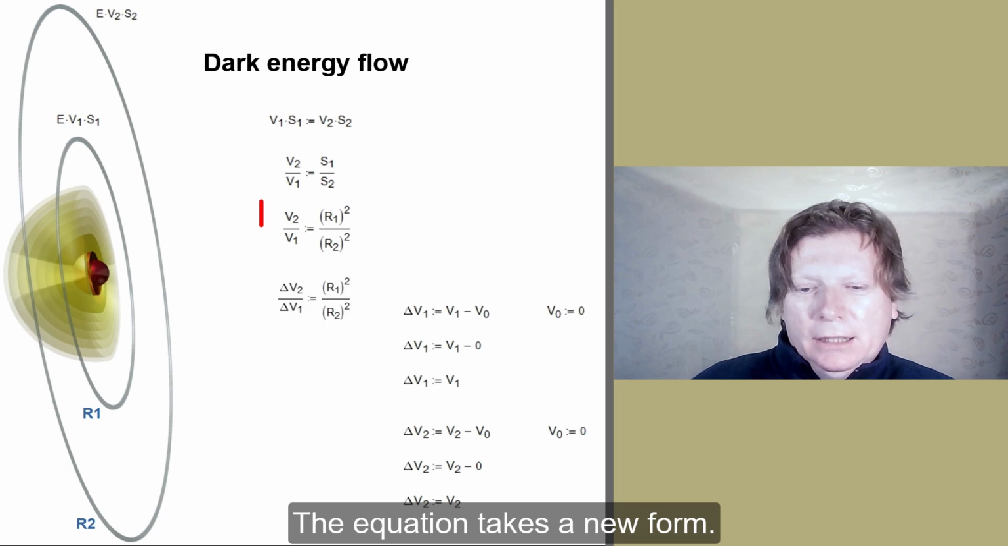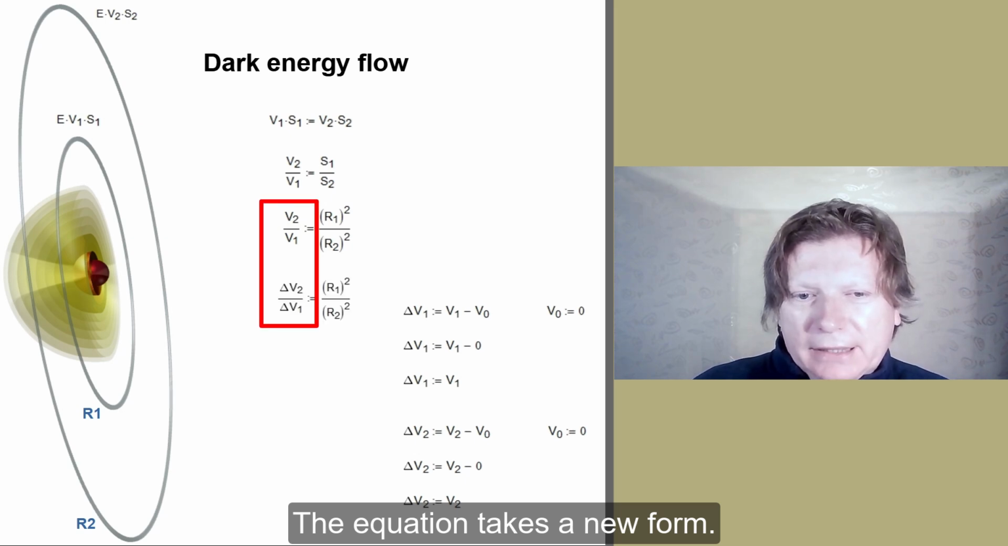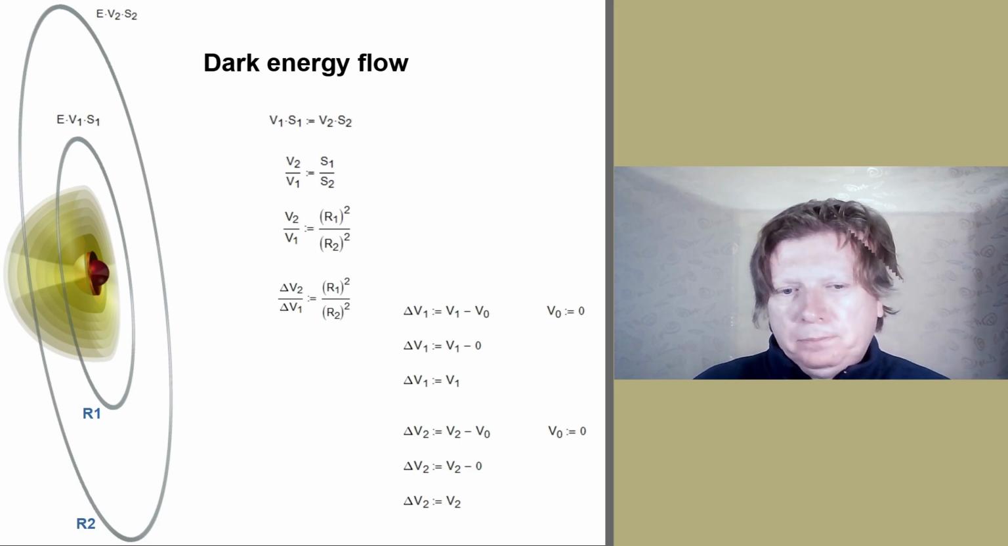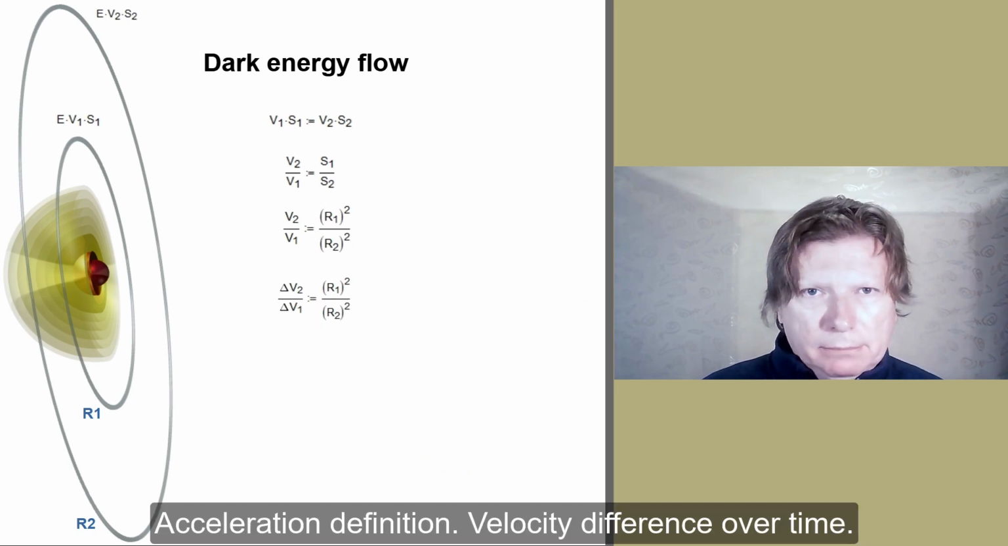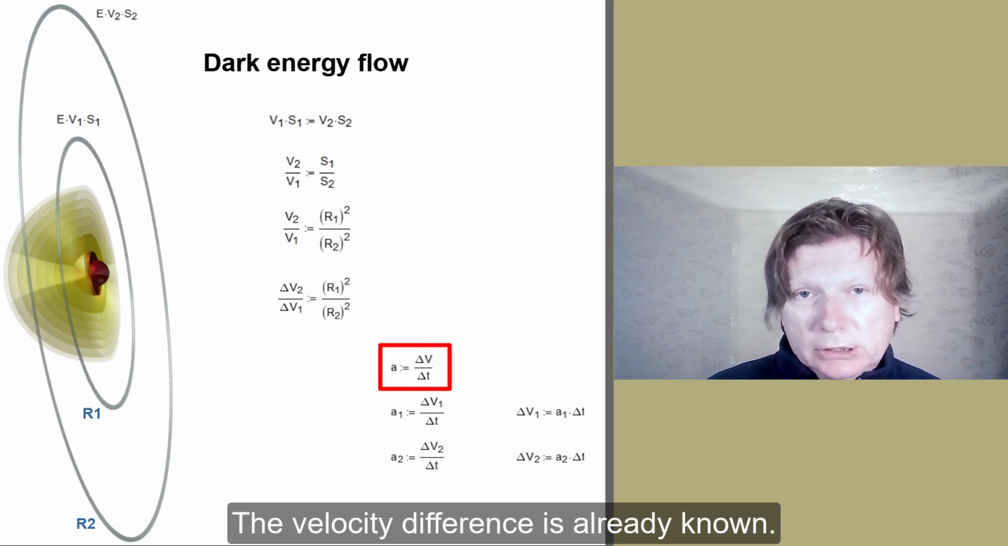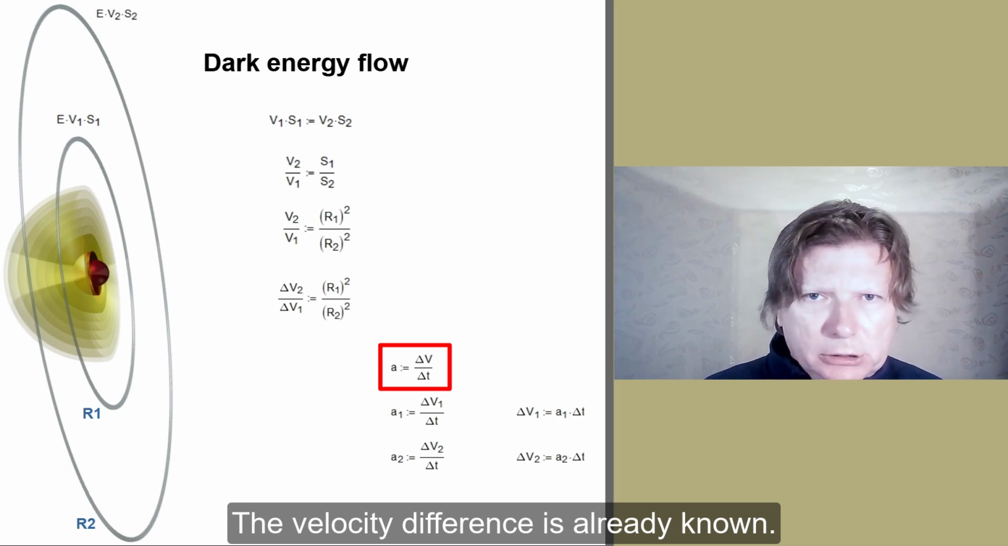The equation takes a new form. Za V2 delta V2 i za V1 delta V1. Proszę bardzo. Acceleration definition. Velocity difference over time. The velocity difference is already known. To jest wzór definicyjny. Taka jest definicja przyspieszenia w ogóle.